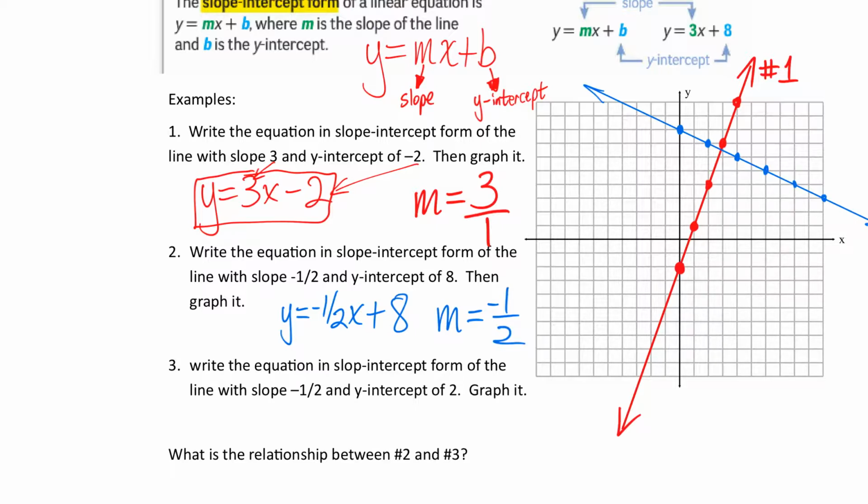So on the first one, the slope was 3/1. On the second one, the slope is -1/2. Are those two going to be perpendicular to each other? No, they're close though.